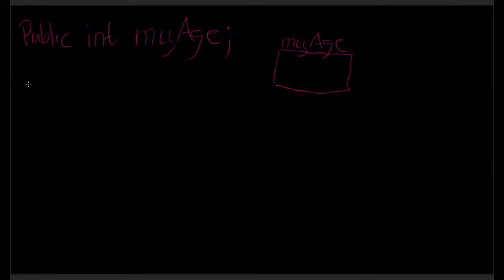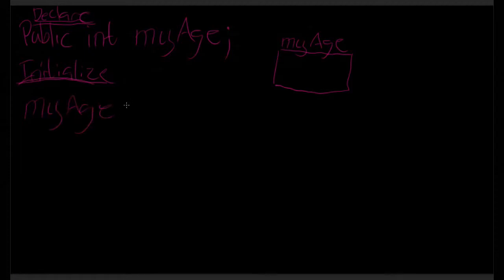Now, this is the declare, and then we initialize. So this is the initialize phase, and up here's the declare phase. So when we initialize it and we say my age equals 45, right? This is not actually putting my age equals 45 into this box.